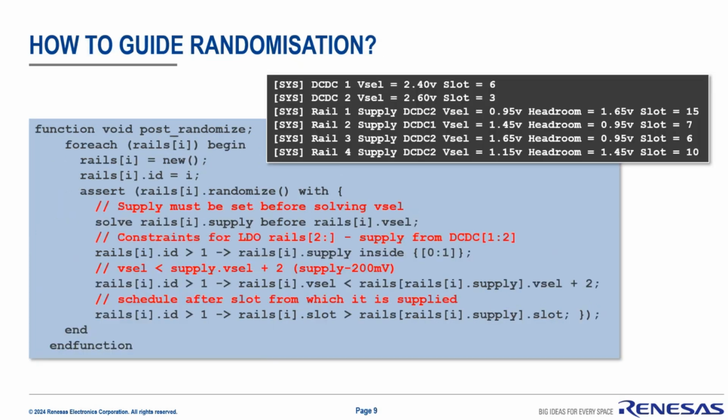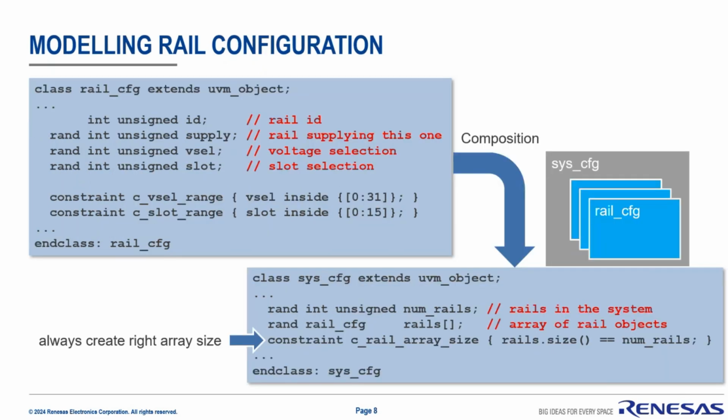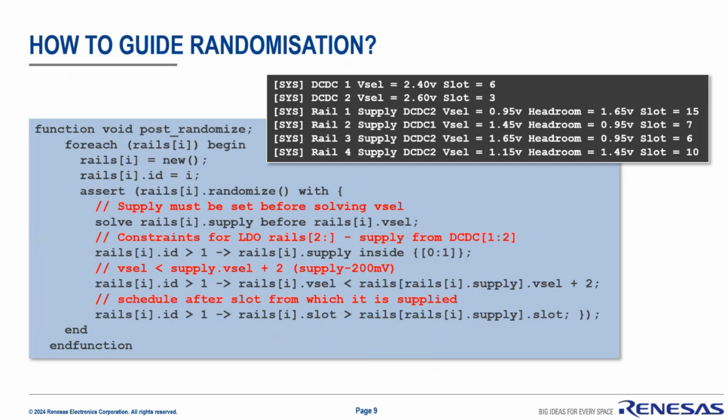If you see on this slide, we've got this hook method called post-randomize. That says after we've called randomize on this class, the sysconfig, let's actually populate each one of those rails with some information, some data. Let's randomize them again, and we'll go around that loop with a foreach loop.